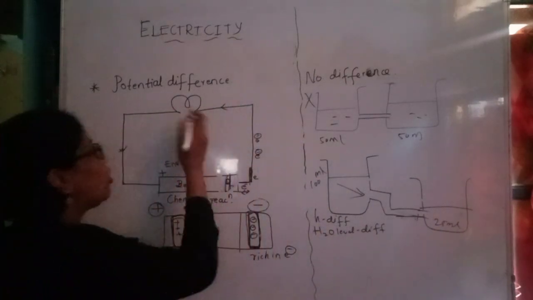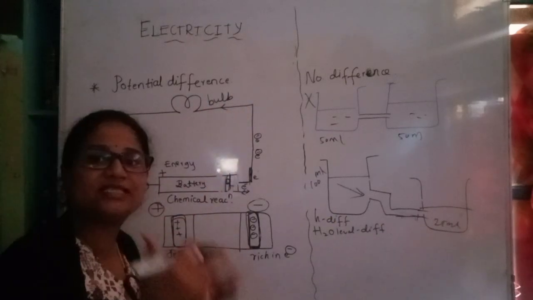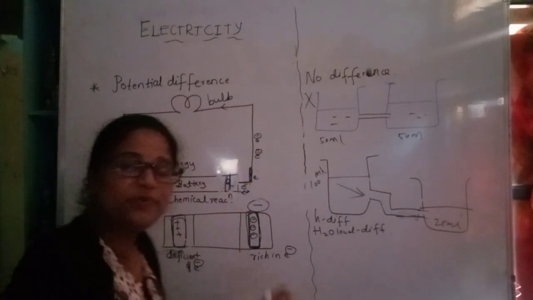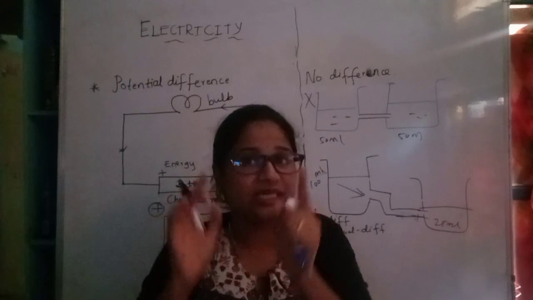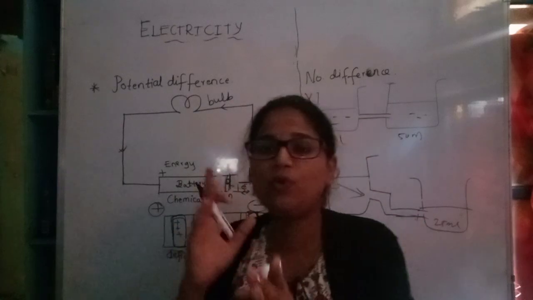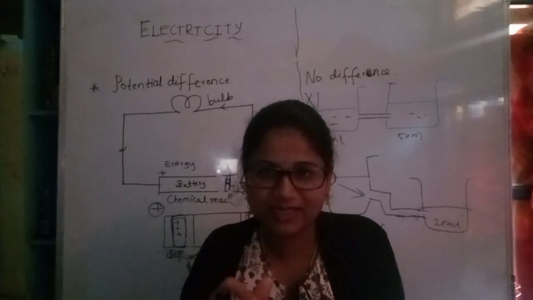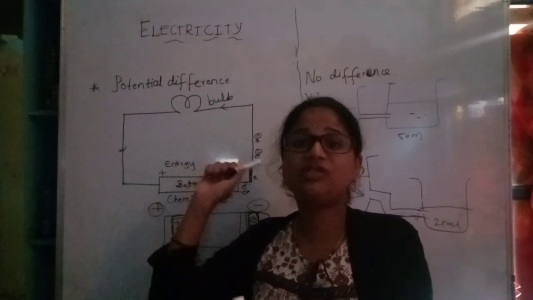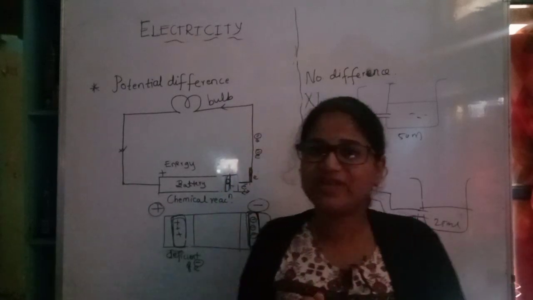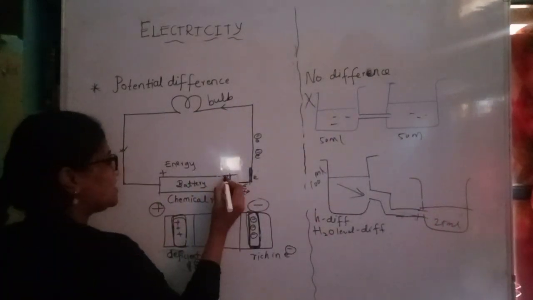Now here if I want this bulb to glow continuously, what should happen there? There should be a continuous movement. If there should be a continuous movement of electrons, here also we want some difference. Because in these cases you saw the movement occurs when there will be certain difference between two bodies. And here if we want the movement of electrons continuously, we want certain difference. So what is that difference? Where will we get the difference? That difference is in the battery itself.